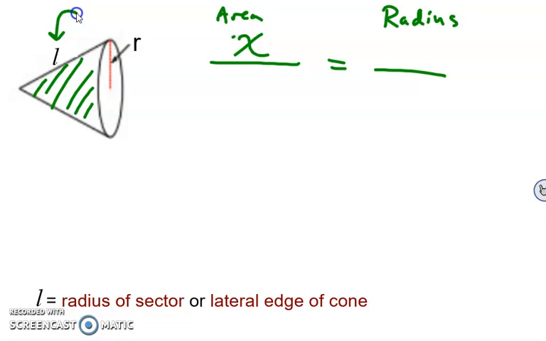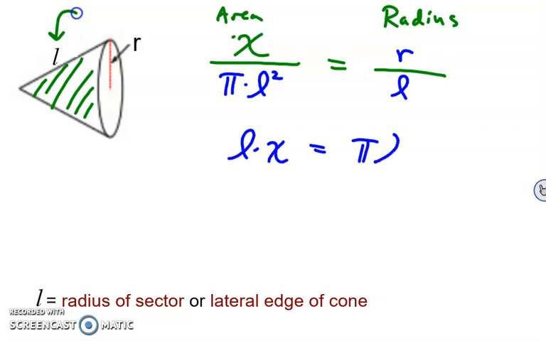So the area of the big circle, which would be the complete circle for the sector, that would be pi times L squared. And then the ratio of the radii would be R over L. So what we have here is R's and L's in this problem. If I cross multiply, it's going to be L times X is equal to pi times L squared times R. And then to solve for the lateral area, we're going to need to divide both sides by L.